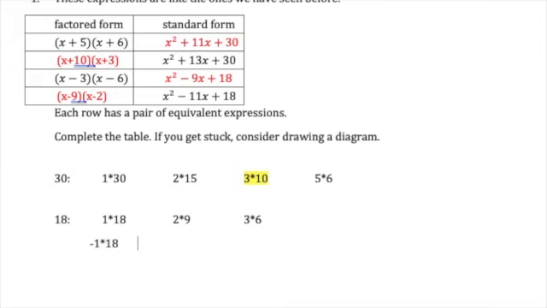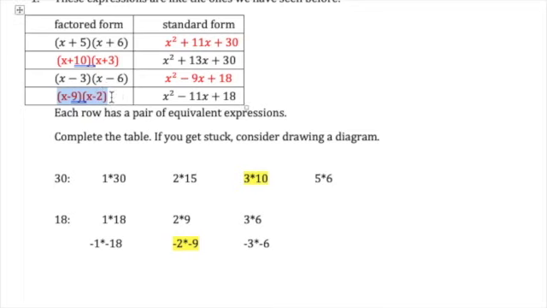1 times 18, negative 2 times negative 9, and then one of these pairs will get me the negative. And if you notice that 2 times 9 gets you positive 11, then you just want to make both of those negatives, and that's the pair you're going to use for that one. So that's why we have x minus 9 times x minus 2.